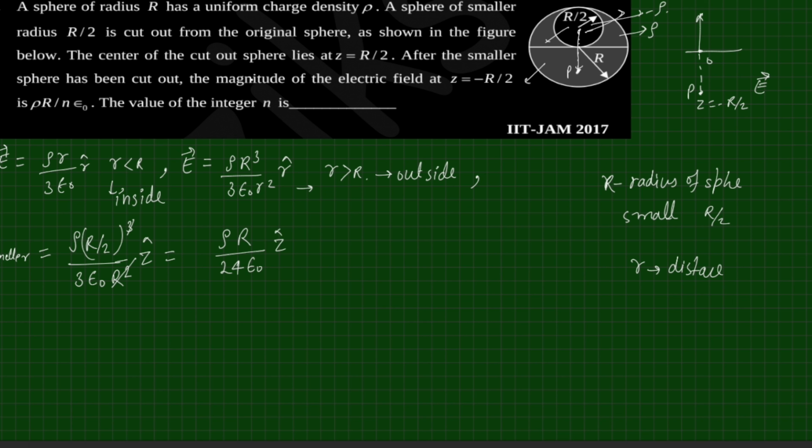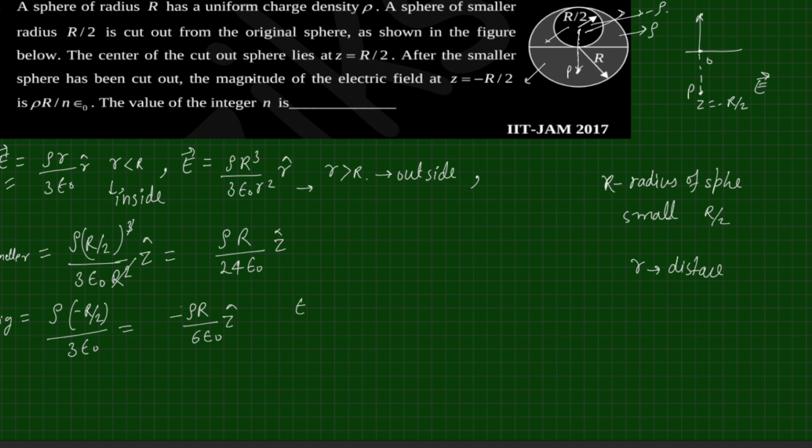For the electric field due to the bigger one, because this point lies inside the bigger sphere, we will use the first formula. So that is rho, and the electric field is being measured at R equal to minus R by 2, over 3 epsilon naught. So that will be minus rho R over 6 epsilon naught Z cap.